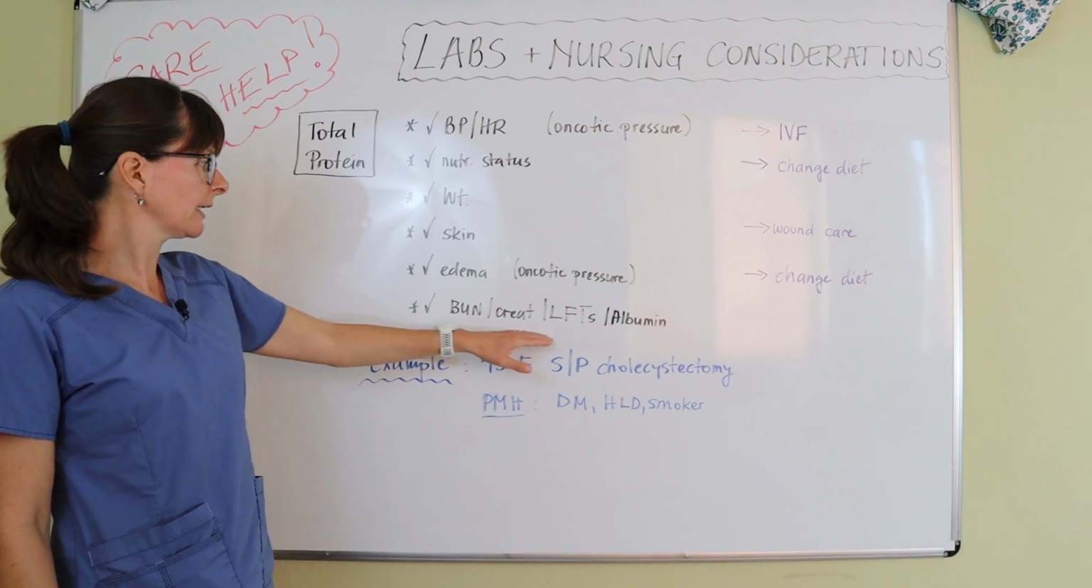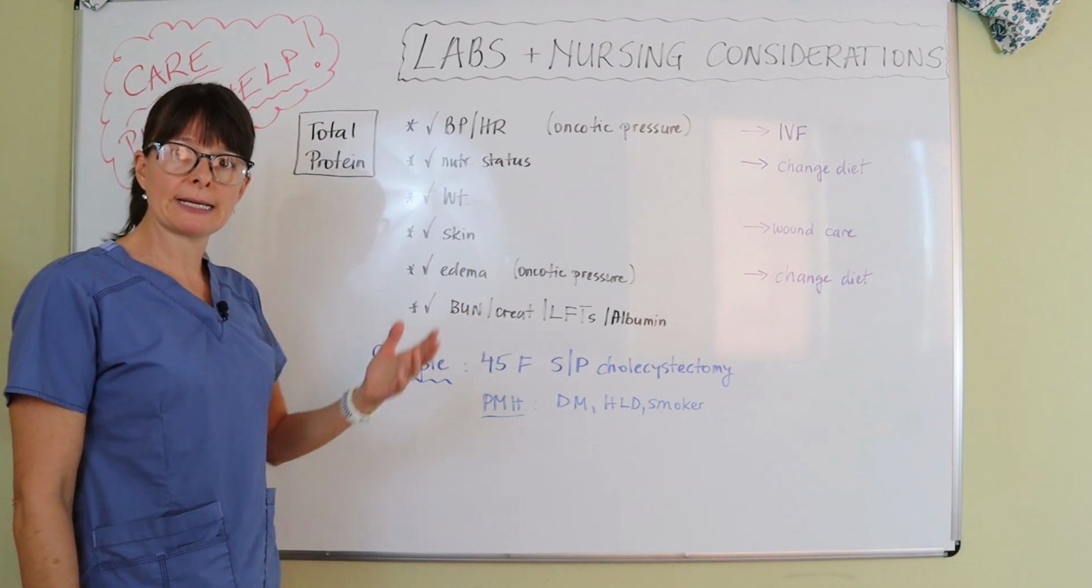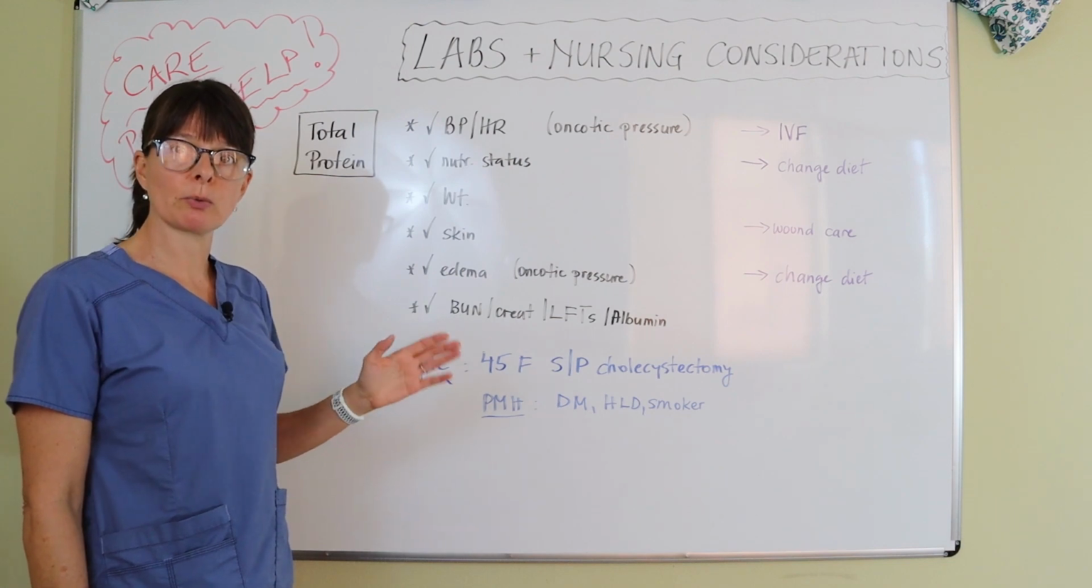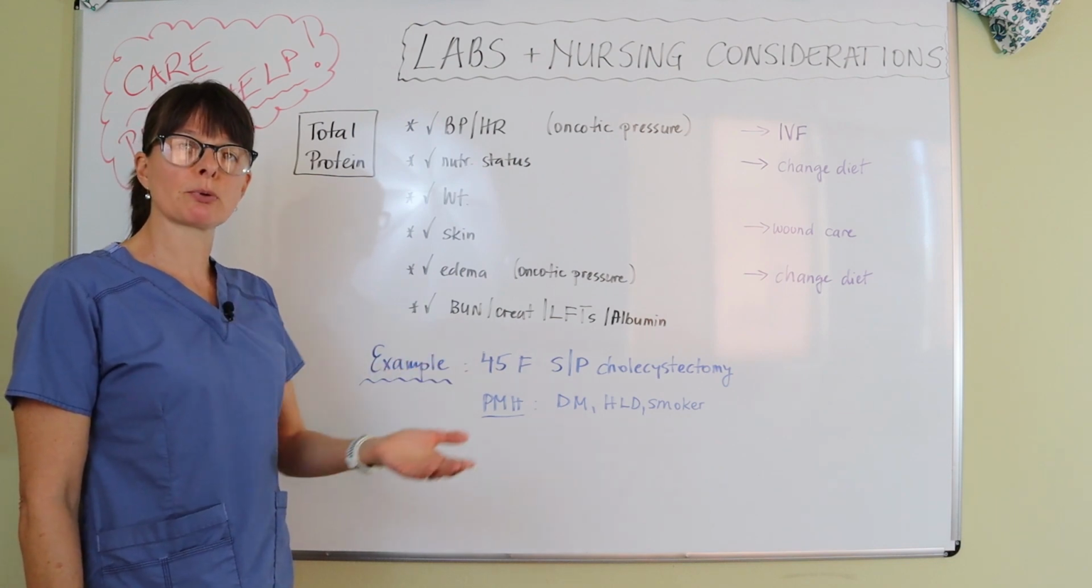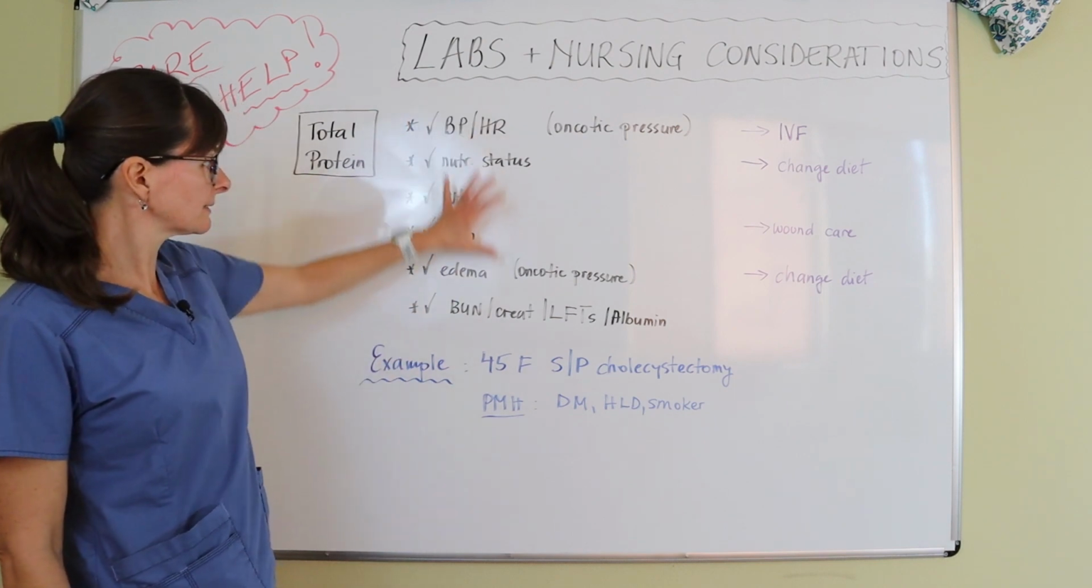And BUN, creatinine, and liver function are important here because they always have to do with the breakdown and the excretion of the protein. So we want to make sure that if there's too much protein being excreted, that the kidneys are not being harmed. So these are the things that we can assess.